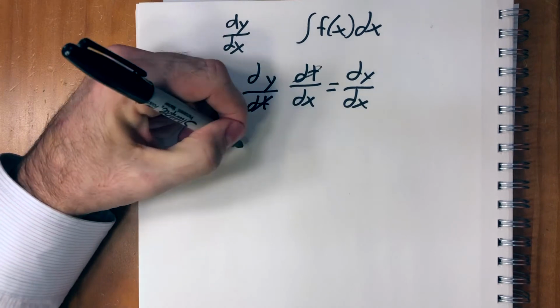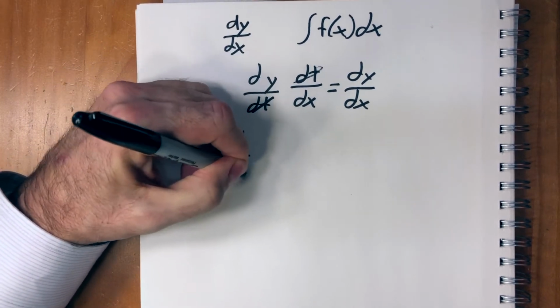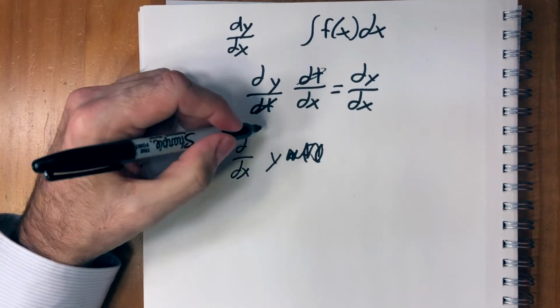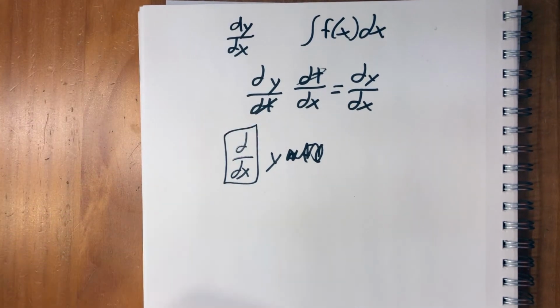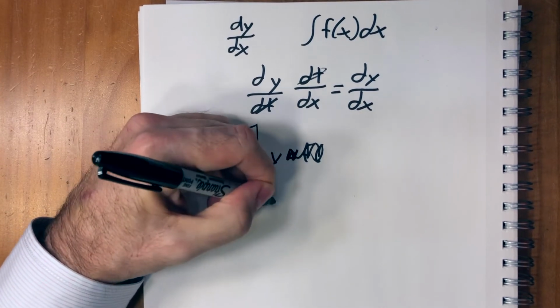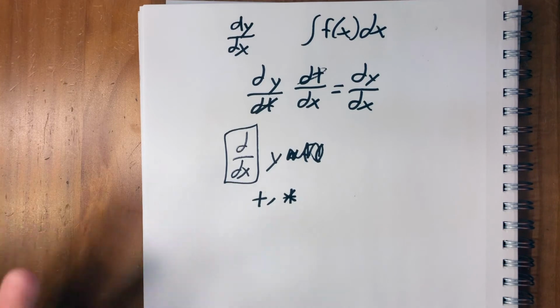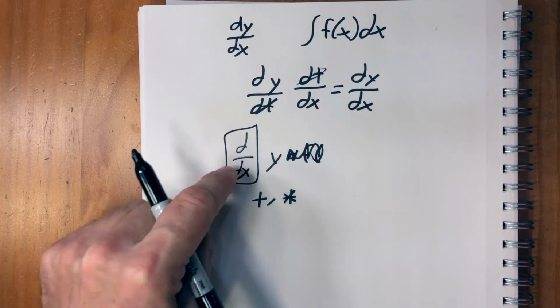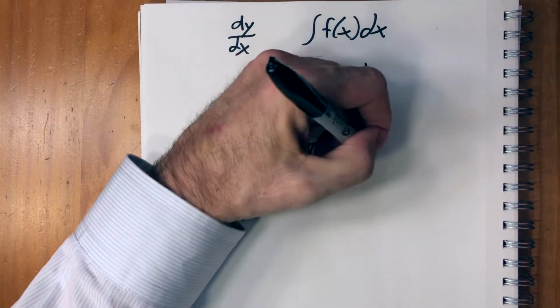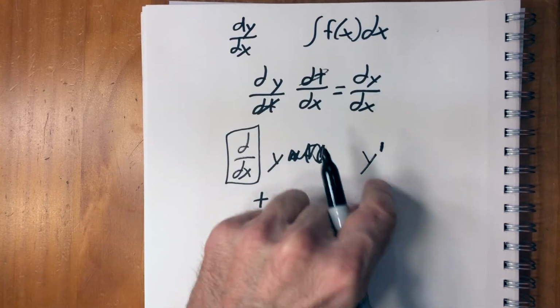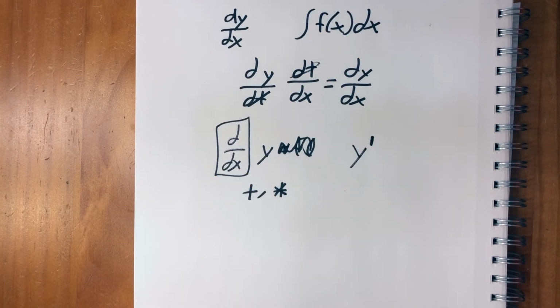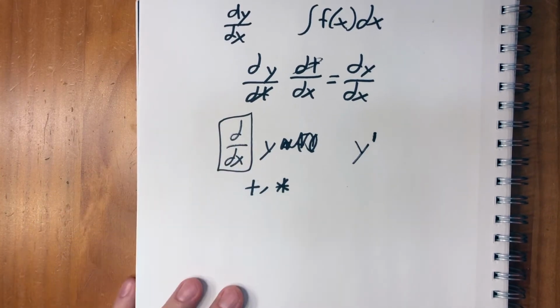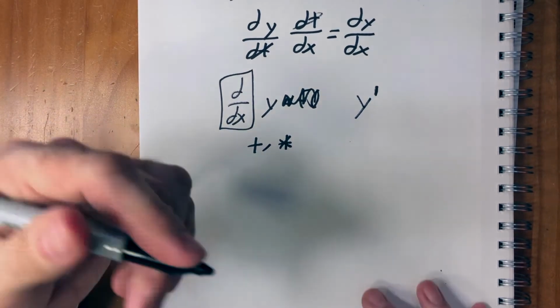Dy over dx means the derivative of y. And this is just an operator. It's much more like a plus or a multiplication than anything else. It just says we're taking the derivative of this. So it's really the same as just using the apostrophe notation. That's what d over dx is. And then the same thing is true with integration.